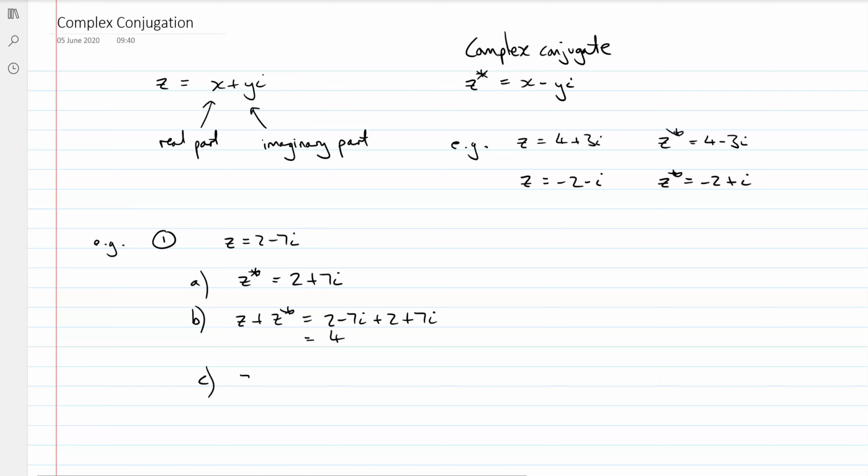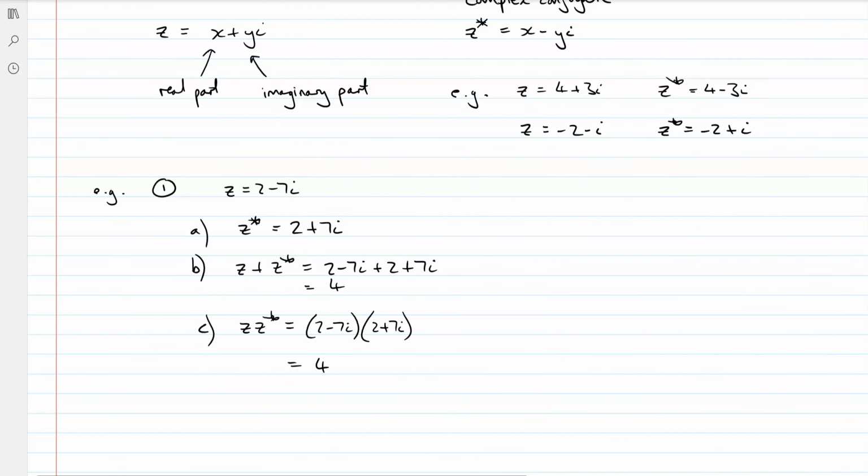And the value of z times z star is one multiplied by the other. 2 times 2 is 4. 2 times 7i is 14i. Minus 7i times 2 is minus 14i, so they will also cancel. And we're going to get minus 7i times 7i, and again, hopefully we're getting a bit better at this. Minus 7 times minus 7 is 49. i times i is i squared, so it's 49 times minus 1. So this will just be minus 49. So the answer here will be 4 minus 49, which is minus 45.